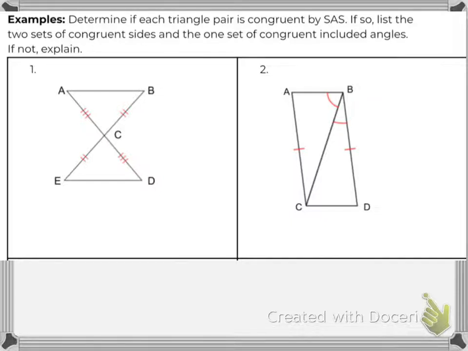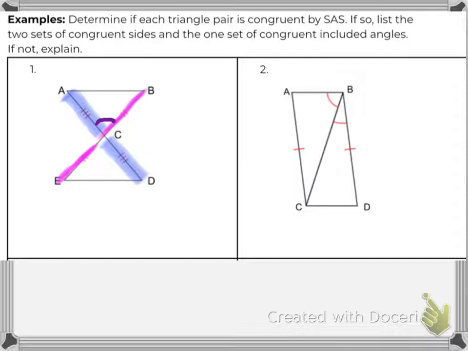So getting my highlighter here, I have that this side with two tick marks is congruent to this side with two tick marks. And then this side with three tick marks will be congruent to this side with three tick marks. So I have the two sides. Now I want to look at the included angle. So if I look at triangle ABC, my included angle would be this angle that's formed by the side AC and side BC, the blue and the pink.